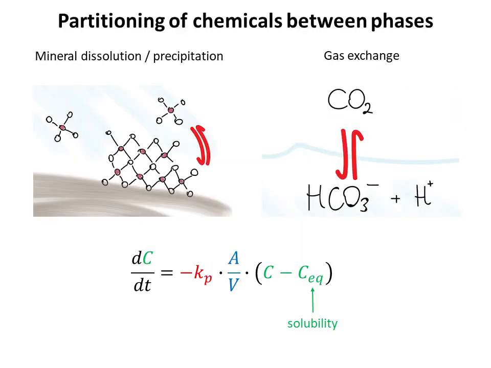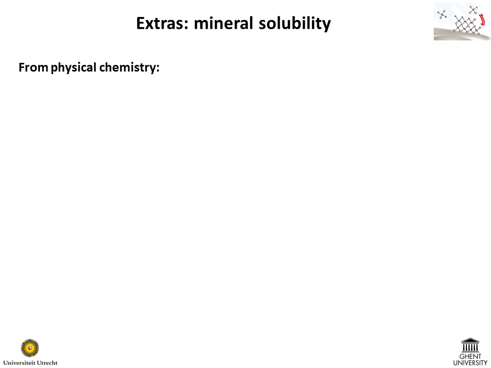We conclude that for the processes describing partitioning of compounds between phases, the rate can be modeled by a function of the distance from equilibrium. Typically, we assume that the function is linear with respect to the difference between the concentration of the dissolved phase and the equilibrium concentration, called solubility. Solubility of minerals and gases in water can be looked up in thermodynamic tables. Here, as some additional information, we briefly explain how to calculate solubility from the first principles of physical chemistry.